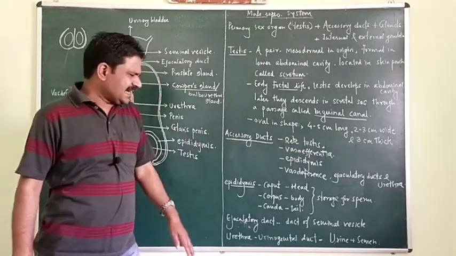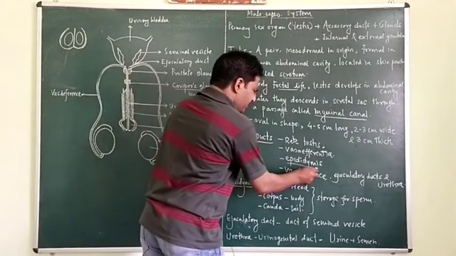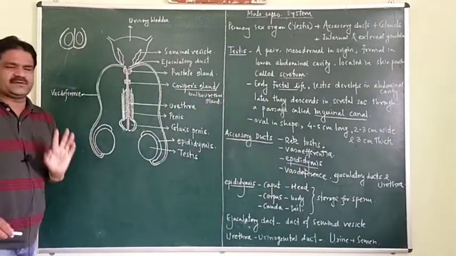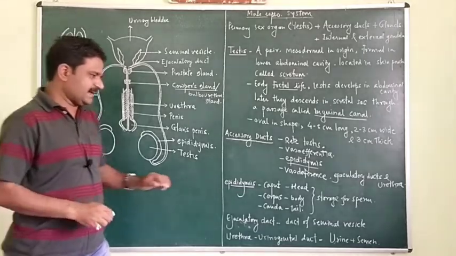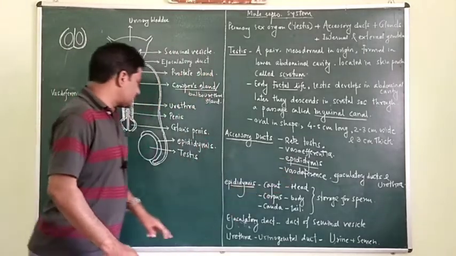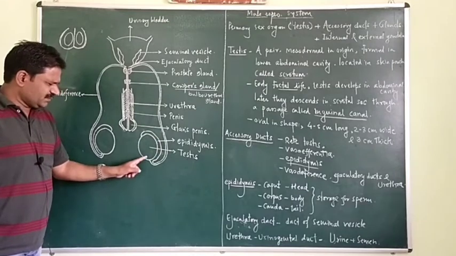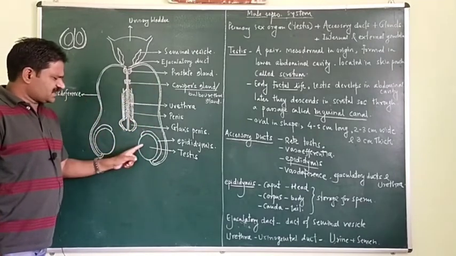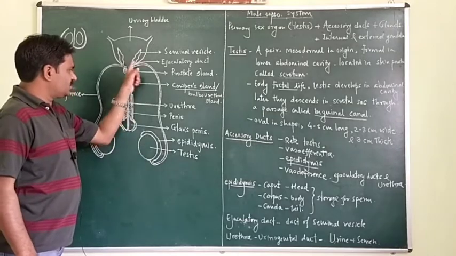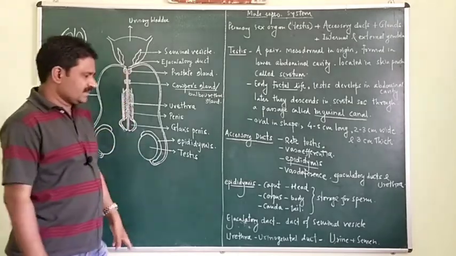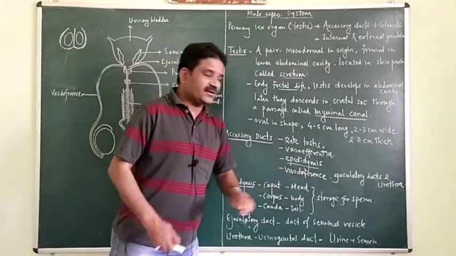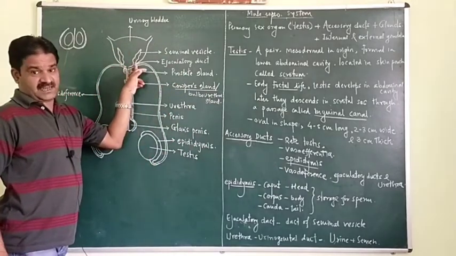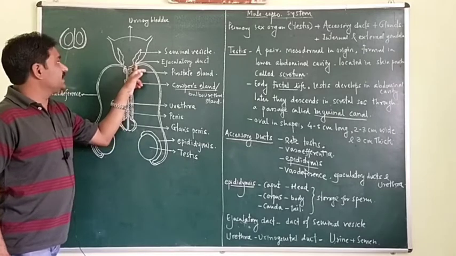Then the next structure is the epididymis. On the posterolateral side, this particular structure is called the epididymis. And vas deferens is the sperm transporting tube, which transports the sperm from testis to urethra. Next, ejaculatory ducts. Ejaculatory duct means the duct of the seminal vesicle.